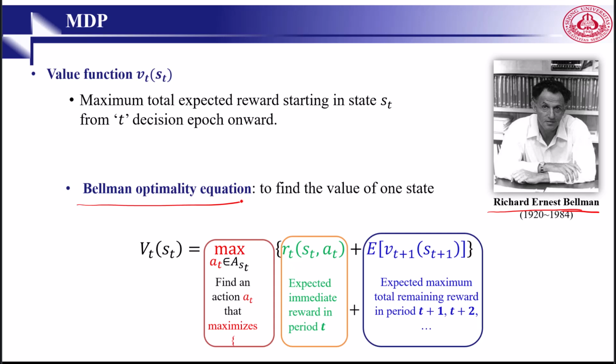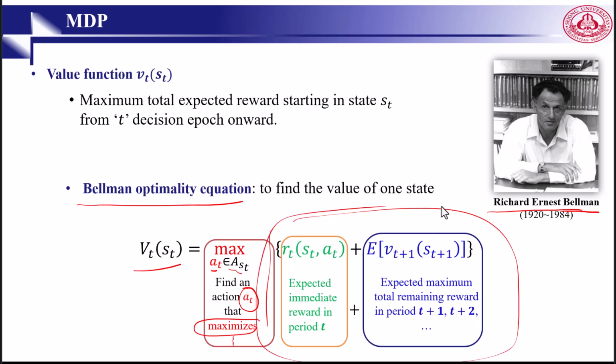We want to finally maximize our reward. So V_t(s) is equal to the max over all possible actions a_t. Find an action a_t. Tell me which action maximizes this total. So what action shall I take to maximize this? What is this? Two things are here. The first one is the expected immediate reward in this period, and the next one is the expected maximum total remaining rewards. So very simple. This function says, what action shall I take to maximize these two rewards?